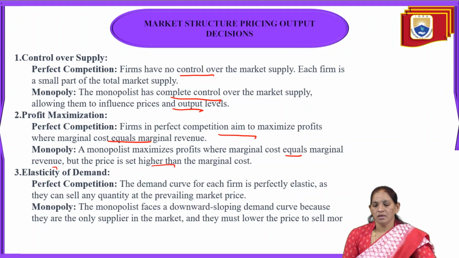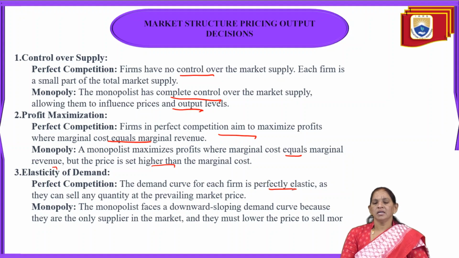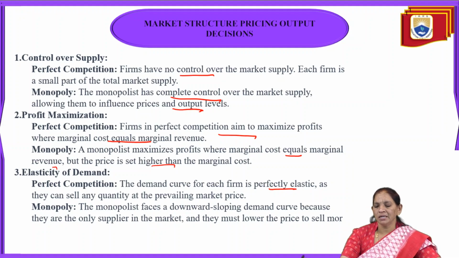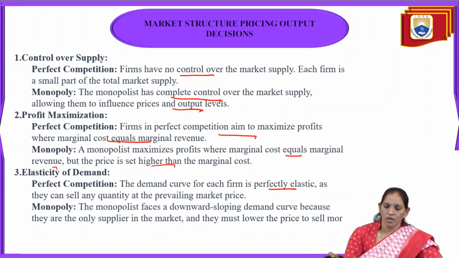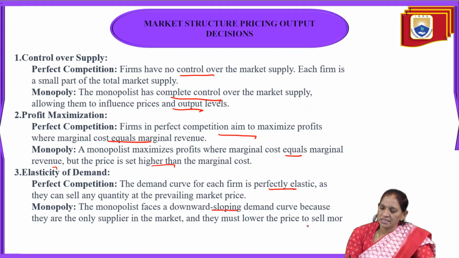In the case of elasticity of demand, in perfect competition the demand curve for each firm is perfectly elastic, as they can sell any quantity at the prevailing market price. Means all producers have to sell the goods at the price the market is ruling. A monopoly faces a downward sloping demand curve, because it is the only supplier in the market, and it lowers the price if it sells more.